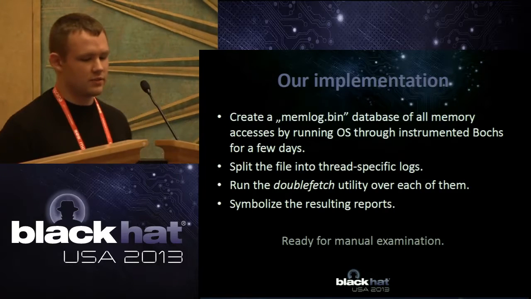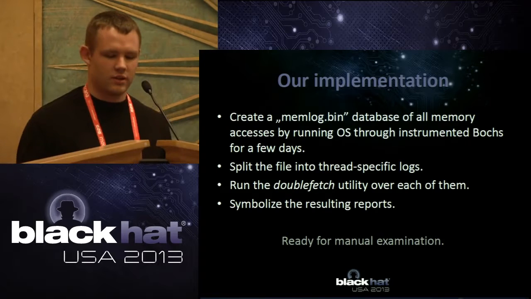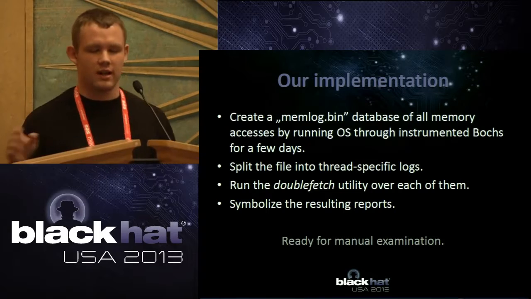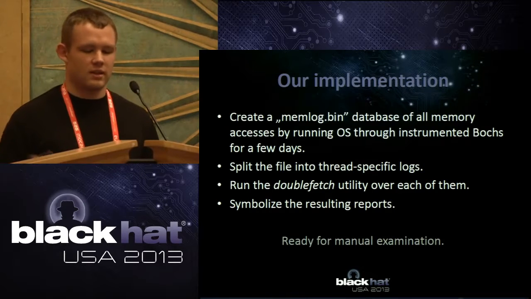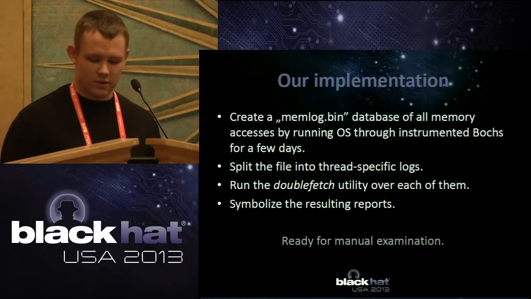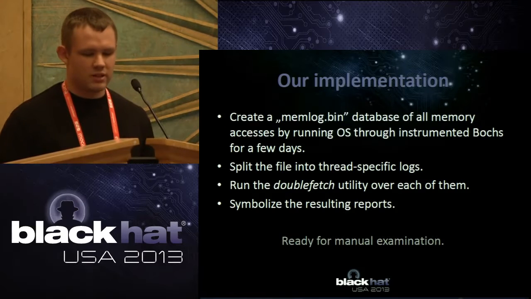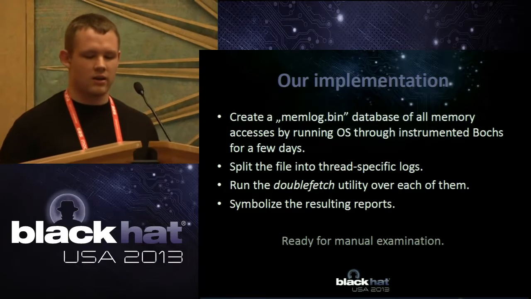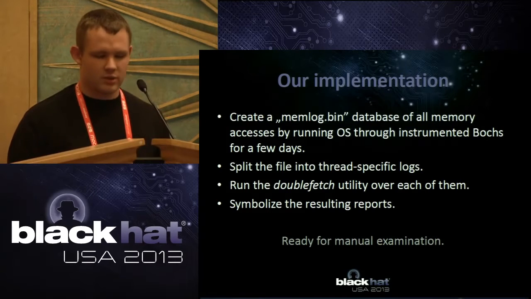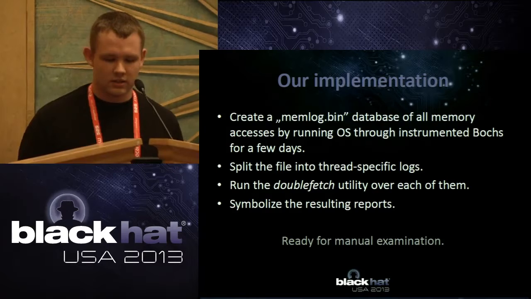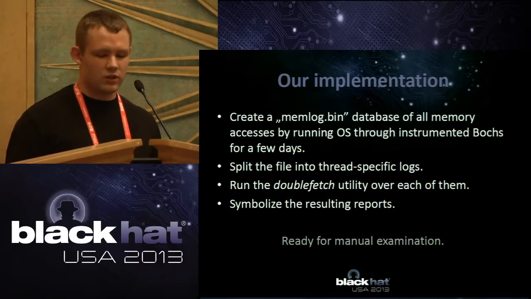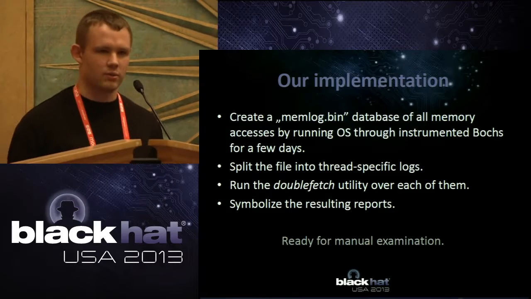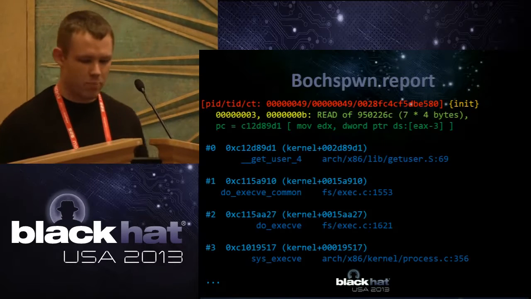So our implementation is as follows. We create a large memlog.bin file that contains all of those memory accesses. It's usually many gigabytes because there are lots of memory fetches within the operating system lifespan. We split the file into thread-specific logs, so we end up with thousands of log files, each corresponding to each thread that was running inside of the system. We run the double fetch utility over each of them, and after we have the output, we symbolize the resulting reports, perform uniquization, and then look into them.